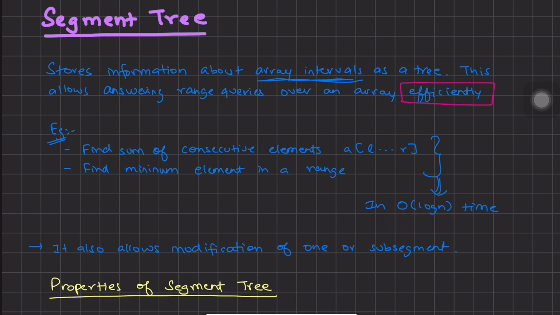it in brute force. So, two examples of what can be done with a segment tree are: if we are given a question to find the sum of consecutive elements in the range L to R, and also to find the minimum element in the range L to R, then we can do it in a segment tree efficiently.